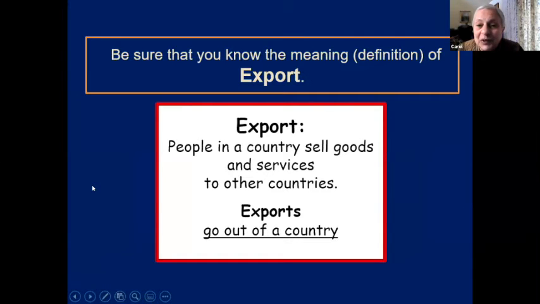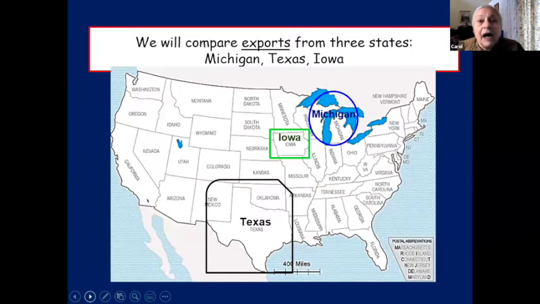Again, it's really important that students remember that exporting means that, for example, the people in Michigan are selling goods to other places, to other countries outside of the US. We're going to be looking at what Michigan exports, what is exported from Iowa, and what is exported from Texas. Would you have any ideas what Michigan might really excel at selling to other parts of the world? Or what Iowa sells in large amounts, or Texas? Well, we'll see.